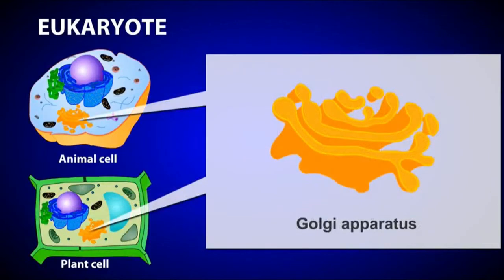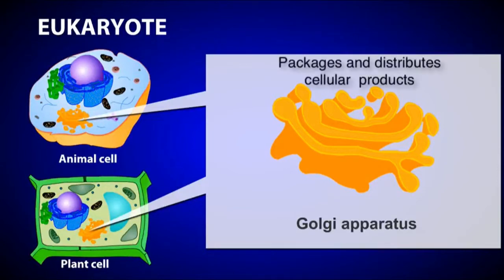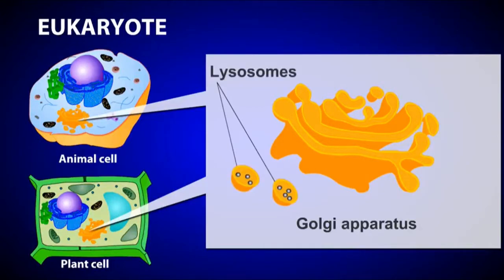The Golgi apparatus consists of a series of flattened sacs that resemble pancakes. Its job is to package and distribute cellular products that are destined for a specific location within the cell or for secretion. You can think of the Golgi apparatus as the post office of the cell, where packages are dropped off and destinations are assigned. Lysosomes, which are produced by the Golgi apparatus, are vesicles that aid in the breakdown of materials within the cell. They may also digest worn or damaged organelles and recycle their components.